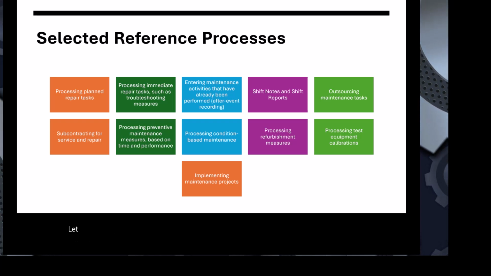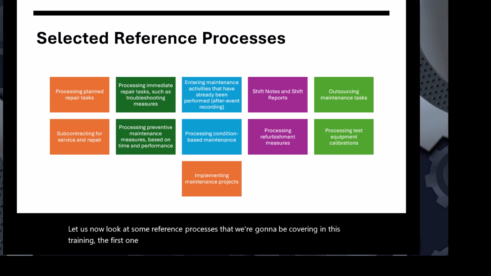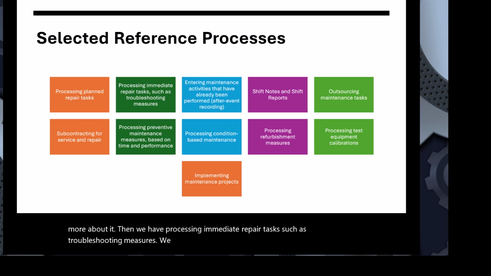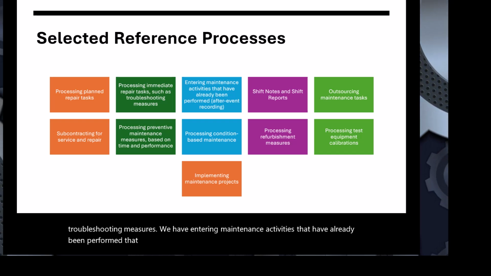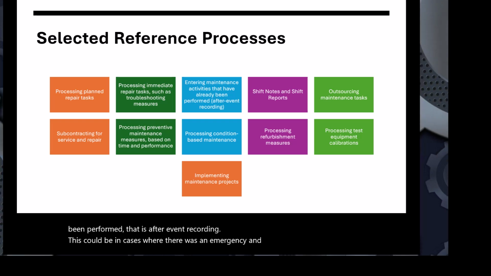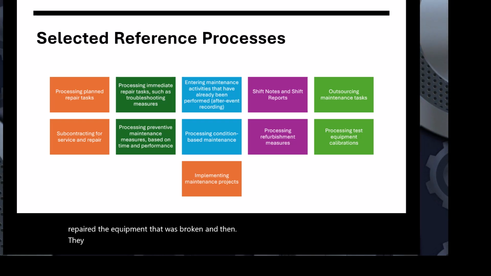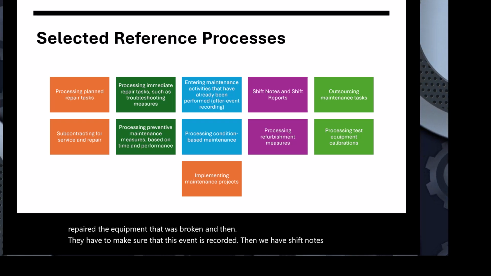Let us now look at some reference processes that we're going to be covering in this training. The first one is processing planned repair tasks, and we're going to be talking more about it. Then we have processing immediate repair tasks, such as troubleshooting measures. We have entering maintenance activities that have already been performed, that is after event recording. This could be in cases where there was an emergency and we sent out a technician, they repaired the equipment that was broken, and then they have to make sure that this event is recorded.